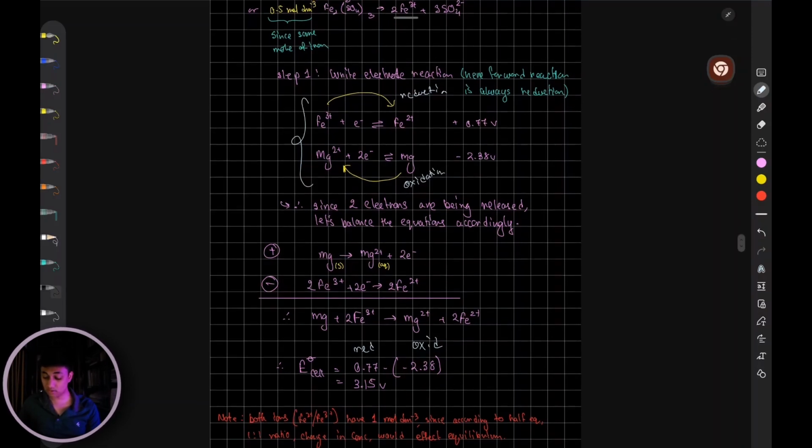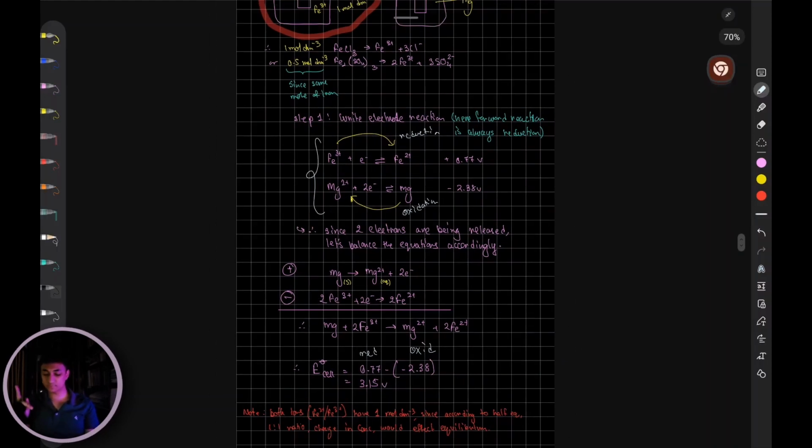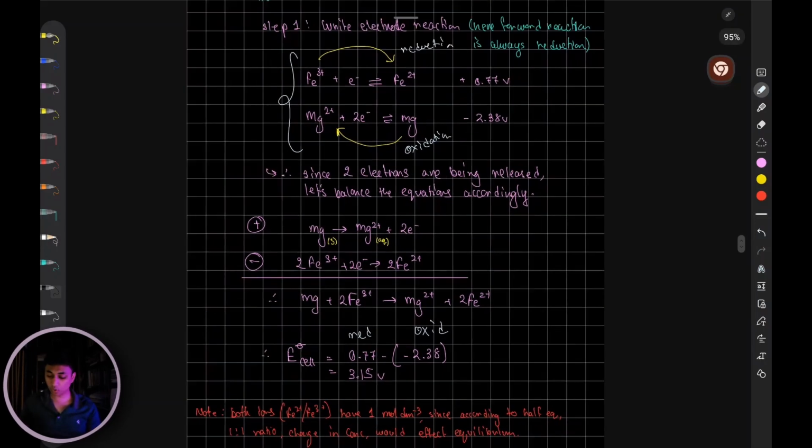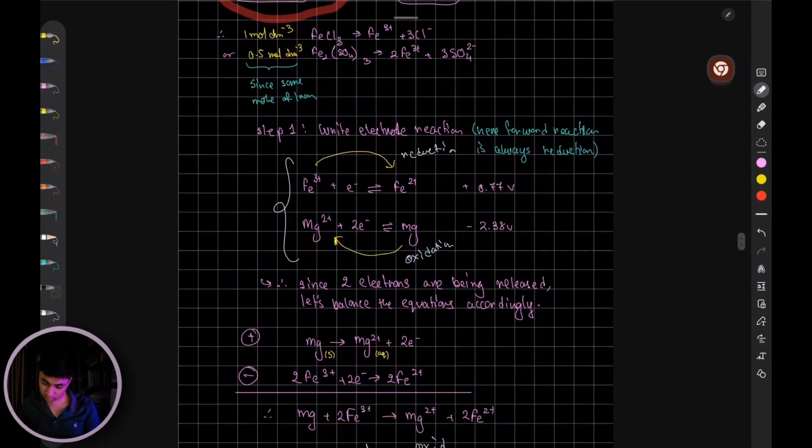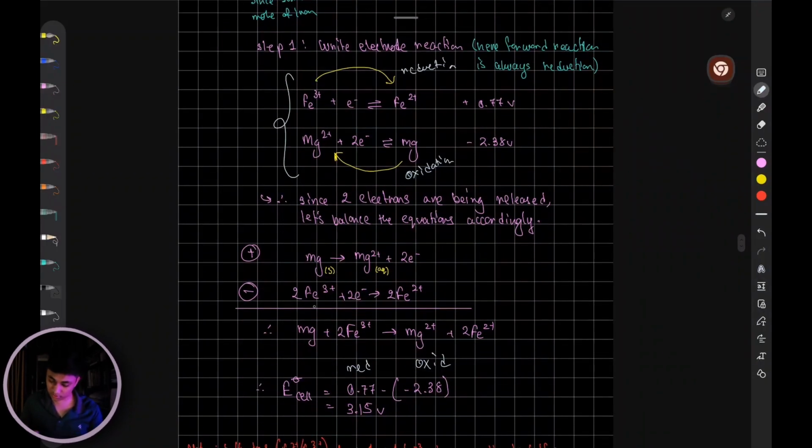So it is going to be 3.15 volts. Now, one thing I'll mention over here is your molar ratio or your moles of the equation. Once you balance it out, notice Mg is going to release 2 electrons, and iron is going to gain 1 electron to turn into Fe2 plus. So Fe3 plus actually has to gain only 1 electron to turn into Fe2 plus, right? However, to balance everything out, you're going to multiply the entire thing with 2 such that there is a transfer of 2 electrons because it's releasing 2 electrons.